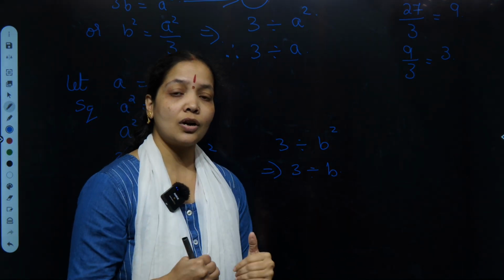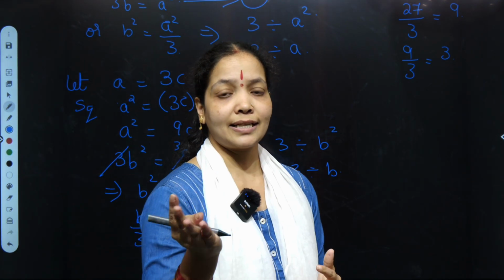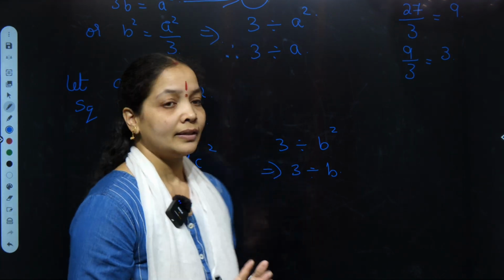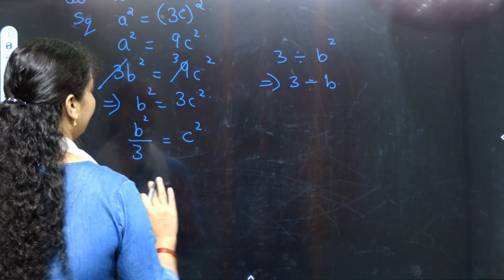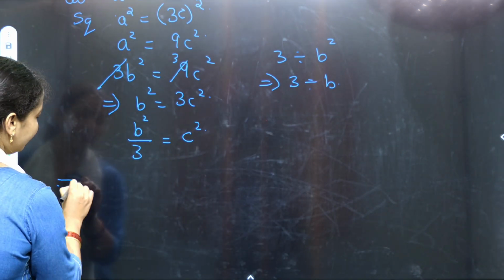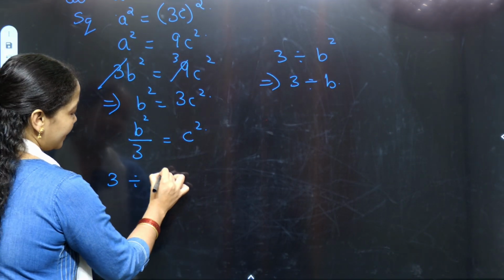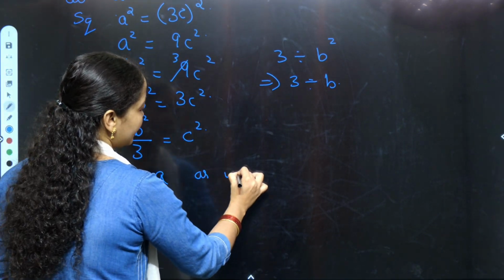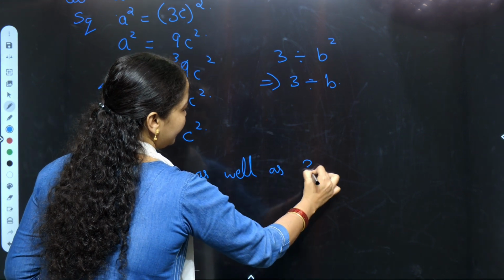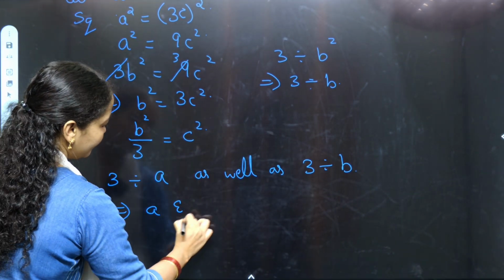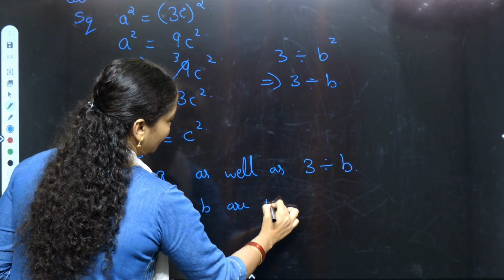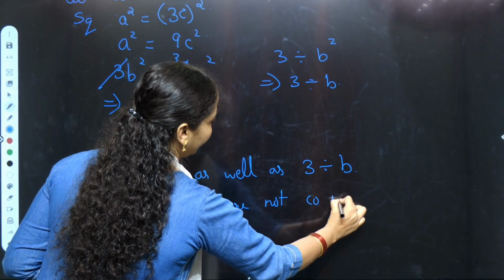Therefore, my own assumption which I took, root 3 as rational, is false. And hence we can write the conclusion very neatly and properly. This implies 3 is dividing a as well as 3 divides b. Implies a and b are not co-prime.